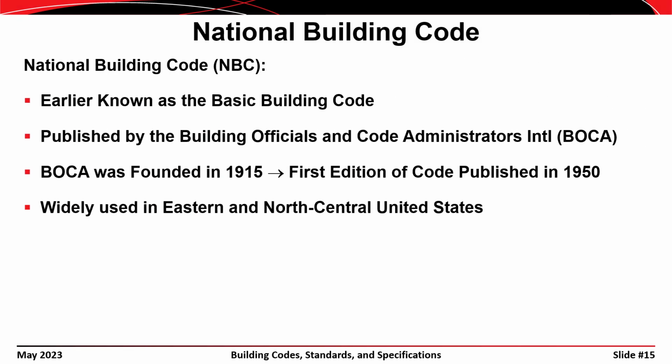The National Building Code was published by the Building Officials and Code Administrators International, or BOCA. BOCA was founded in 1915, and the first edition of its code was published in 1950. Seems kind of odd, 35-year gap there. The BOCA code was originally known as the Basic Building Code, and it was widely used in the eastern and north-central United States.